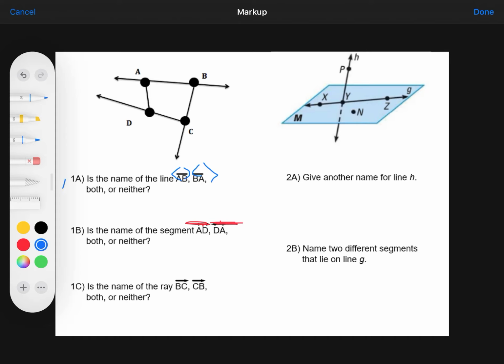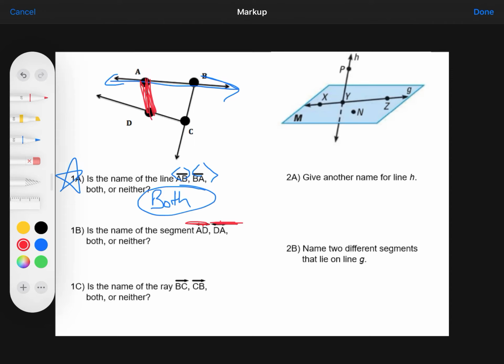Going back now to problem 1A. Is the name of this line AB, BA, both, or neither? You're going to answer yourself, so as it pauses, is it just AB, two arrows, just BA, two arrows, both, or neither? And the answer is, it is both. It doesn't matter whether you start and go left to right on the blue line or go right to left on the blue line, either ray is fine.